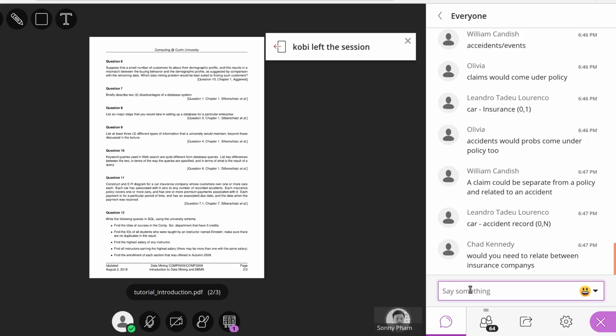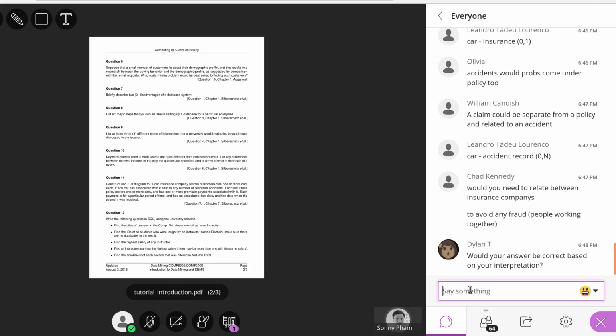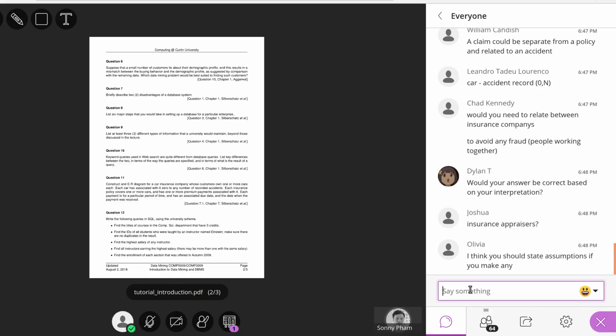Okay, I think Chad, your question is about the insurance company. I don't tend to think that they share a database in terms of implementation, right? Maybe they have an interface that they might communicate through, but I don't think they share the database. I'm not quite sure. So as far as this question is concerned, we are looking for an ER diagram of one insurance company and not all of them.